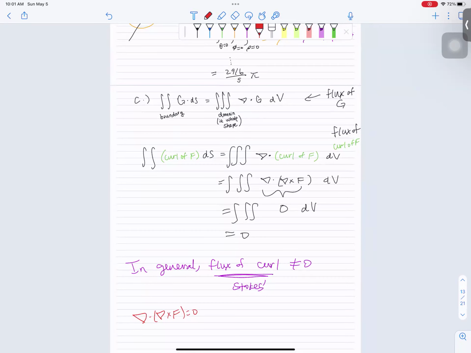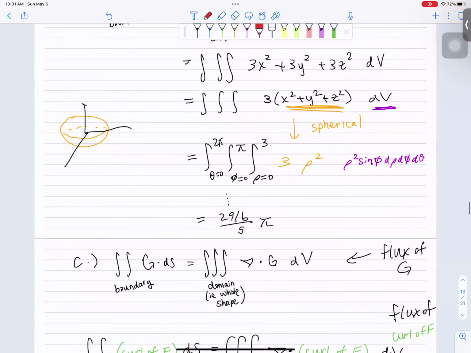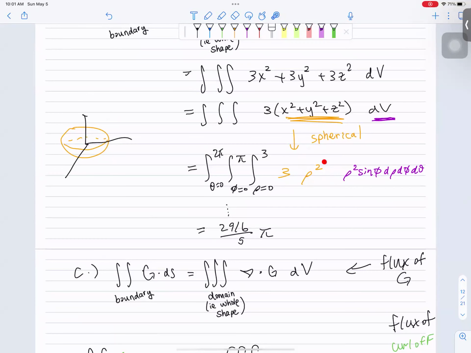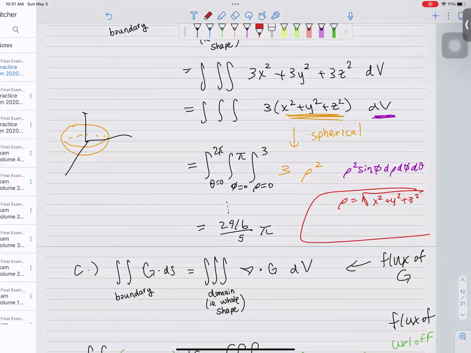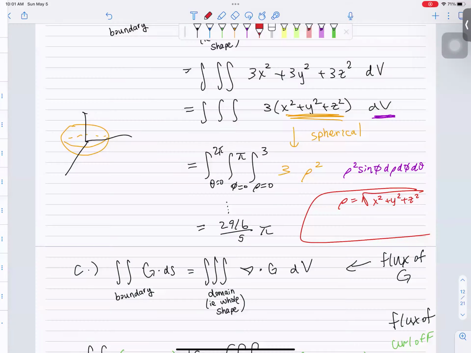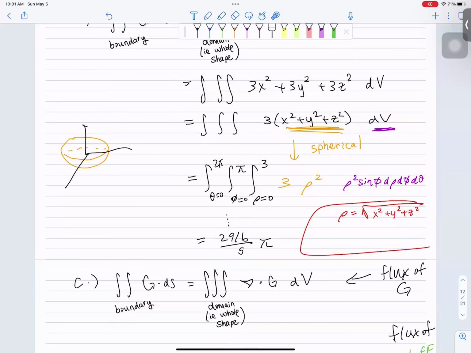Could you repeat why x squared plus y squared plus z squared equals rho squared? That's from spherical coordinates. In spherical coordinates, rho is the square root of it. So that means rho squared is x squared plus y squared plus z squared.